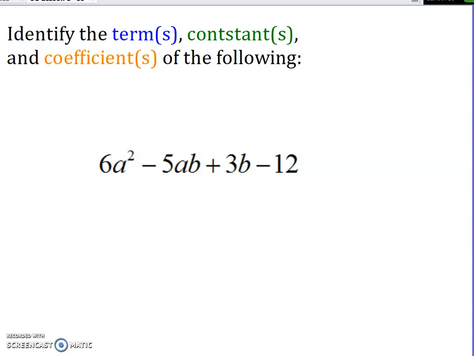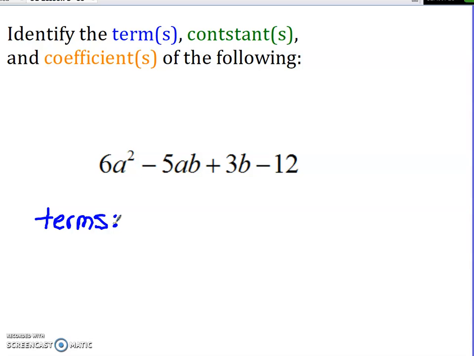So in this example here, it's going to deal with some of that vocab word. It says identify the terms, constants, and coefficients. So let's go ahead and start with the terms. Think to yourself, before I talk about this problem, how many terms do you see up here? You should be thinking to yourself, I see 3 terms.